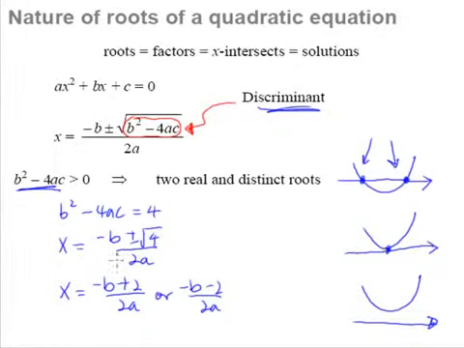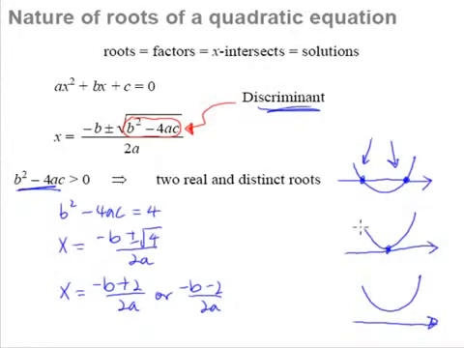Well, the root or the solution, your x values, can take two different values here. It can have a plus value or a minus value, which geometrically interprets into two real intersections, two real roots, two factors, two solutions, whatever you call it. Which is simply known as two real and distinct roots.